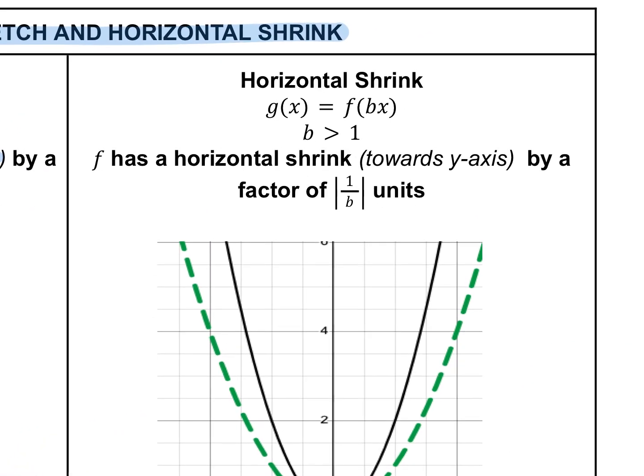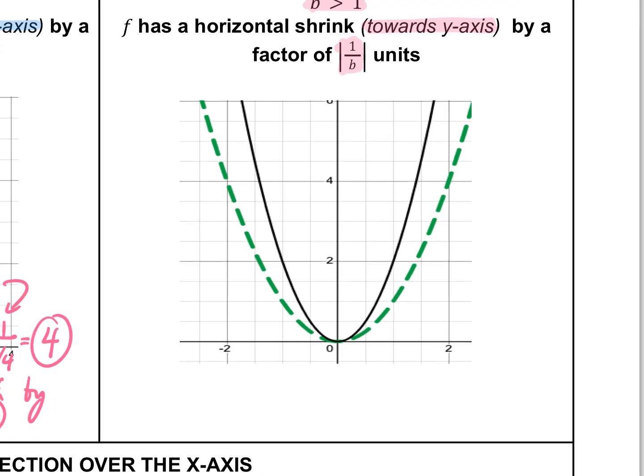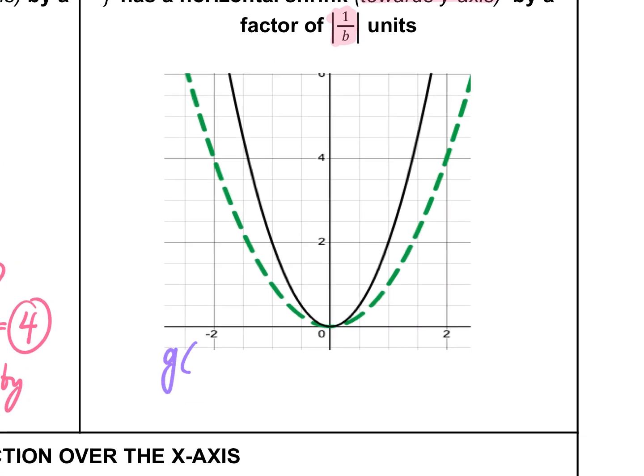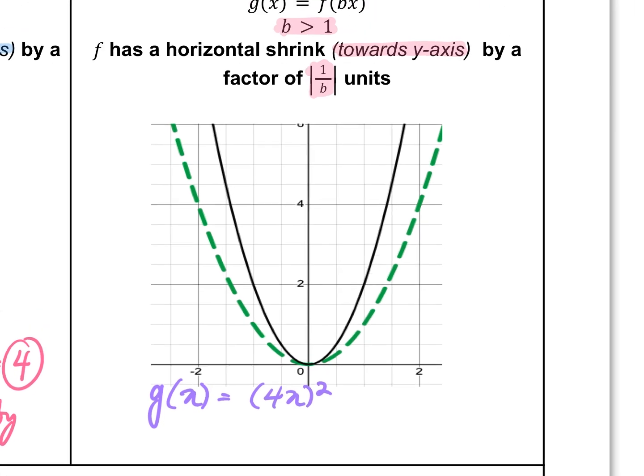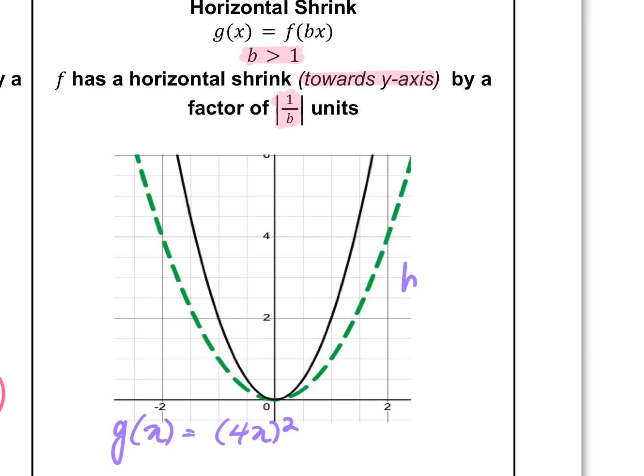For the horizontal shrink, the condition here is that b should be greater than 1, and still f has a horizontal shrink. It means that it's going to be towards the y-axis by a factor of 1 over b units. Okay, so let's give you an example. Say for example, we are given this function g of x is equal to, let's say, 4x squared. Okay, so let's see. It says that b is going to be greater than 1. Here in this case, our b is equal to 4, which is actually greater than 1.